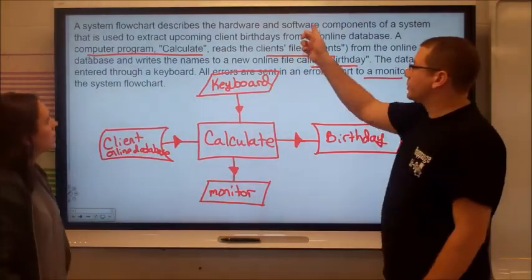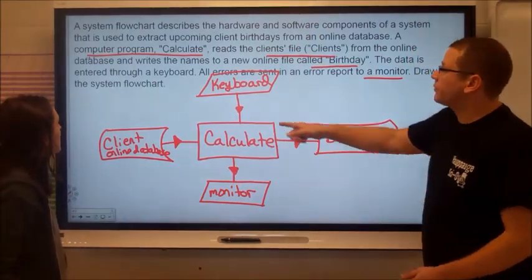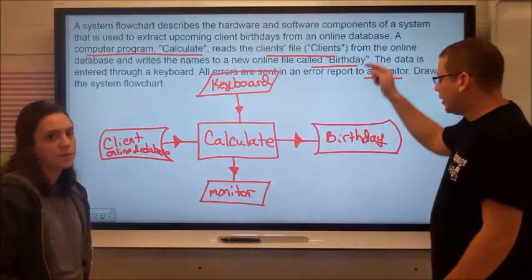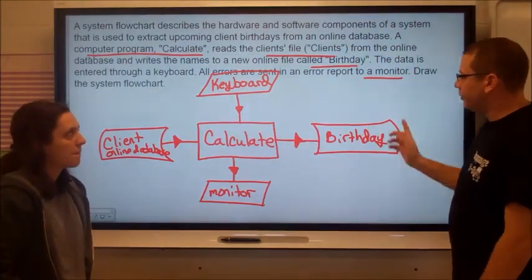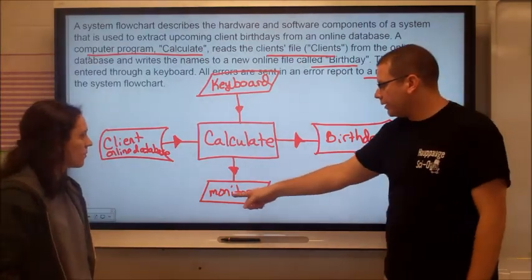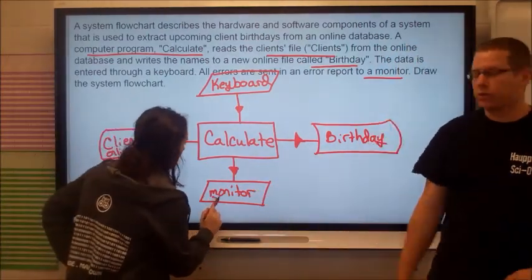We've got keyboard, which it mentions. We've got monitor, which it mentions. We have the program called calculate. We have the client file over here, and we have birthday file over here. We do have monitor, but we don't have error report. But I don't think that would be a problem. You could write in there monitor error report, but that's totally up to you.